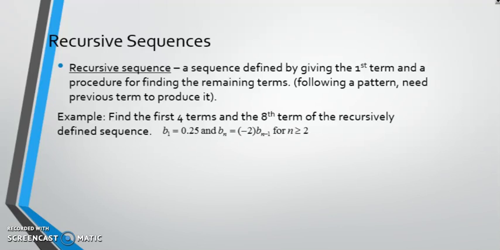So now we're going to compare the explicit process with the recursive process. A recursive sequence is one that defines this sequence of numbers by giving you the first term in the pattern and then telling you what you have to do to that first number to find the next number. The downside to a recursive sequence is it's not very useful for jumping ahead and finding something like the 10th term or the 11th term.